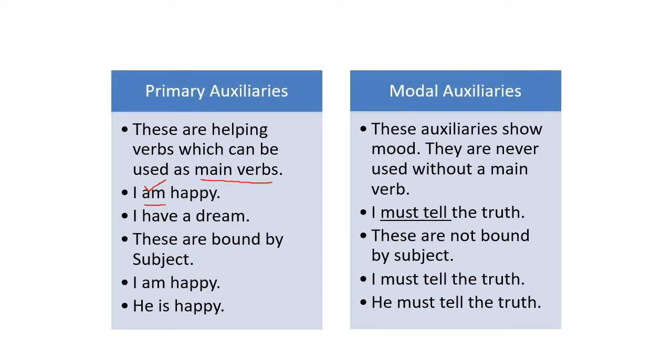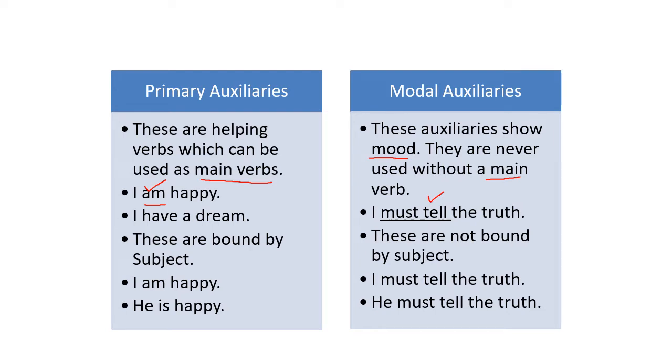On the other hand, modal auxiliaries are used to show mood of the speaker. They express the mood of the speaker. They are never used as main verb. So when you say I can speak French, you are expressing your ability. But you see, you are using another verb. In this example, I must tell the truth. You see, along with must, which is a modal auxiliary, we need to use tell.